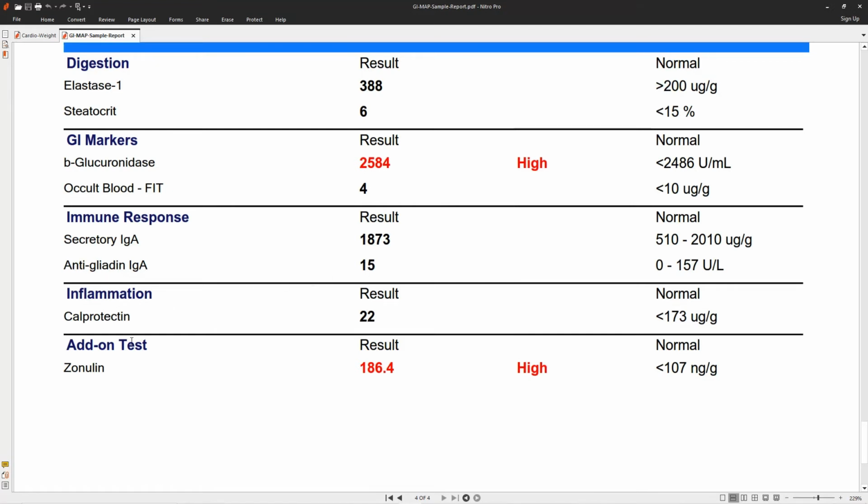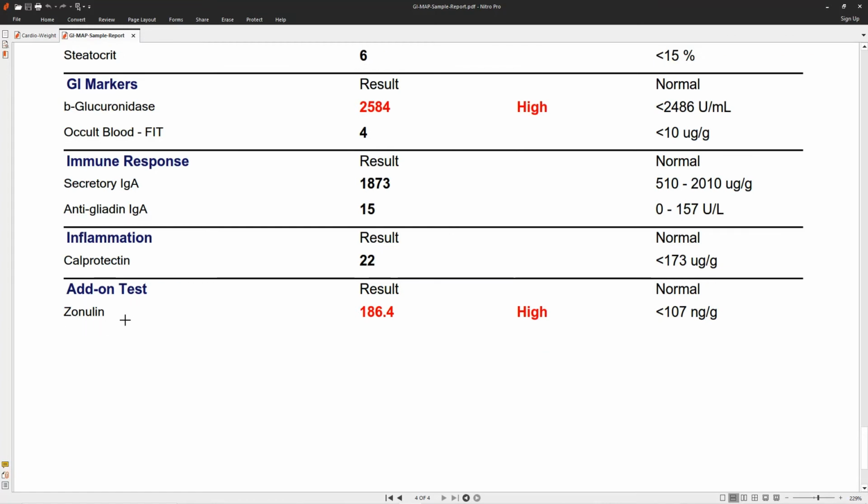The very bottom, the most important, is zonulin. Zonulin is that protein that binds up your cells in your small intestine. So if it goes high in your stool test, which it is here on this person right there, that's the proof that this person has leaky gut. So leaky gut combined with those autoimmune triggering bugs will develop into autoimmune disease.